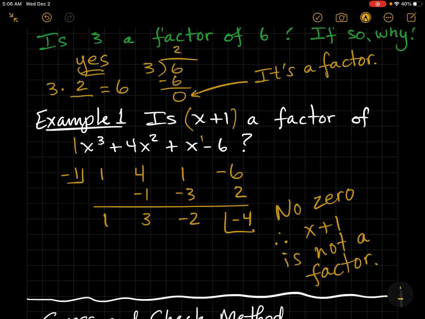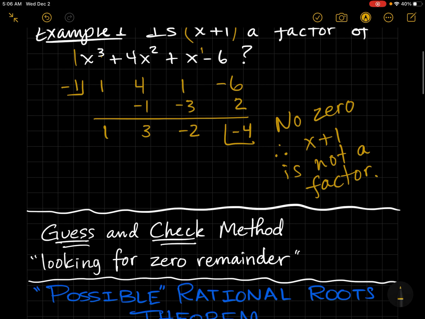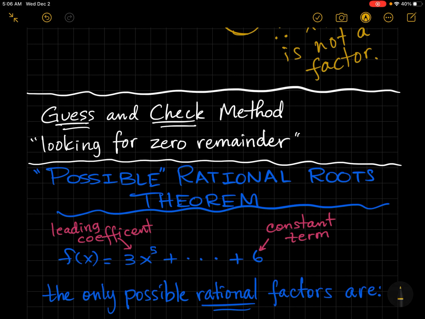Now, here's time for the bad news. Often, the only method is guess and check. And you're just looking for 0 remainder. So you just keep trying different things until you get a 0 remainder. And this is one of many methods. So when I say guess and check, guess what? We know how to check it. We want to see if we get the 0 remainder, but how do you know what to guess?